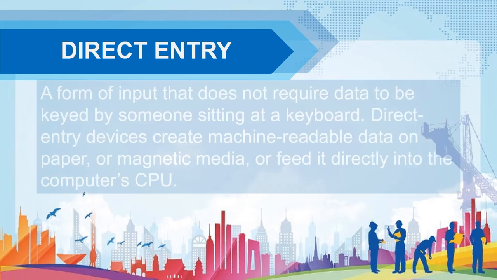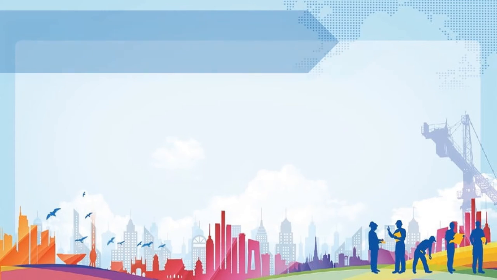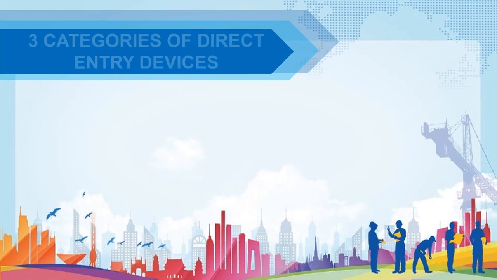Direct entry is a form of input device that does not require data to be entered by someone sitting at a keyboard. Direct entry devices create machine-readable data on paper or magnetic media, or feed it directly into the computer CPU. There are 3 categories of direct entry devices.